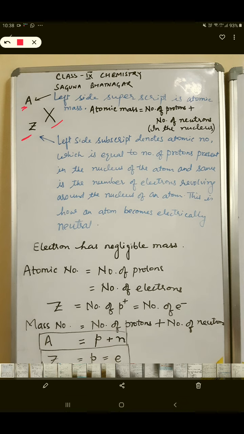Mass of an atom is actually number of protons plus number of neutrons. Okay, so it is represented by A. So A I have written, it is equal to P plus N. You can see here.